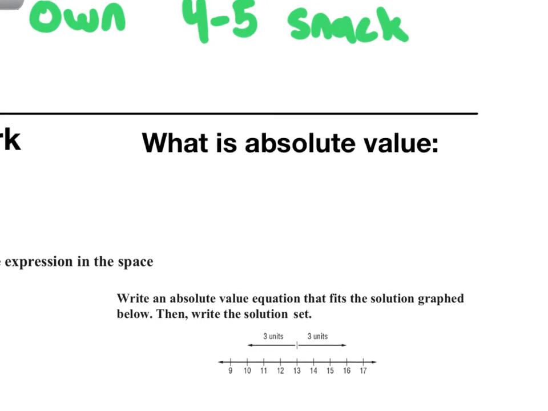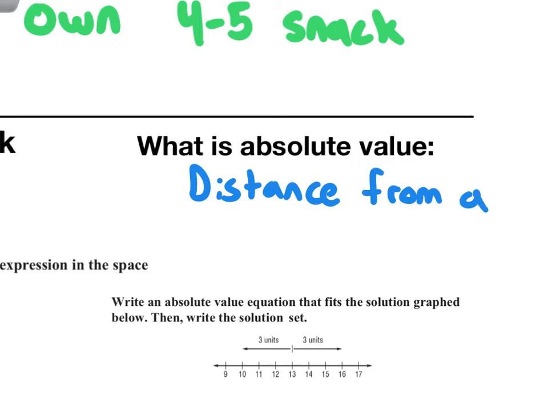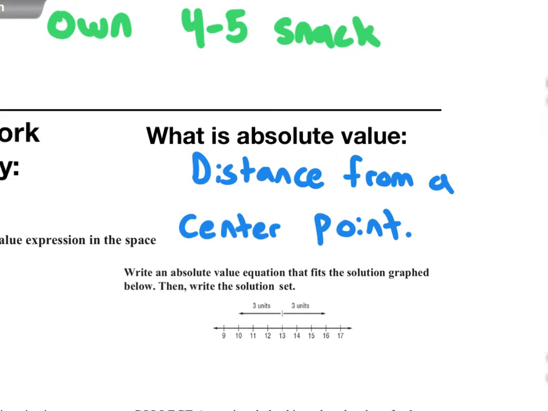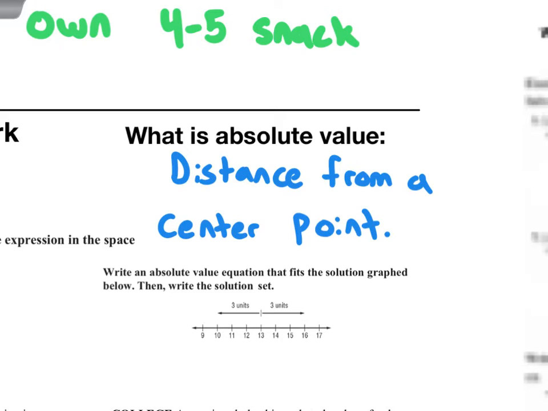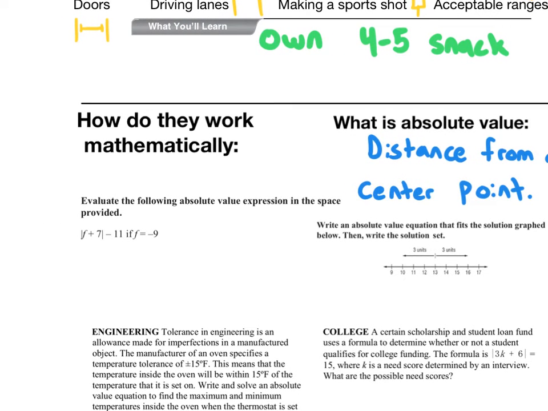What is absolute value? Absolute value is distance from a center point. That's, in a sense, what absolute value is all about. There's going to be a middle point and then space to the left and space to the right that creates an absolute value from that center point. Here's how they work mathematically.